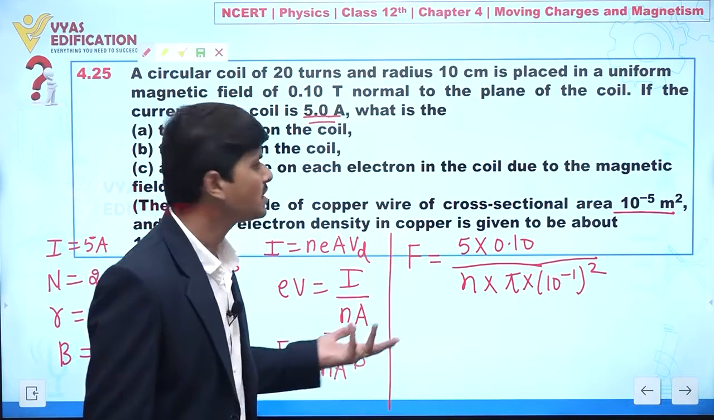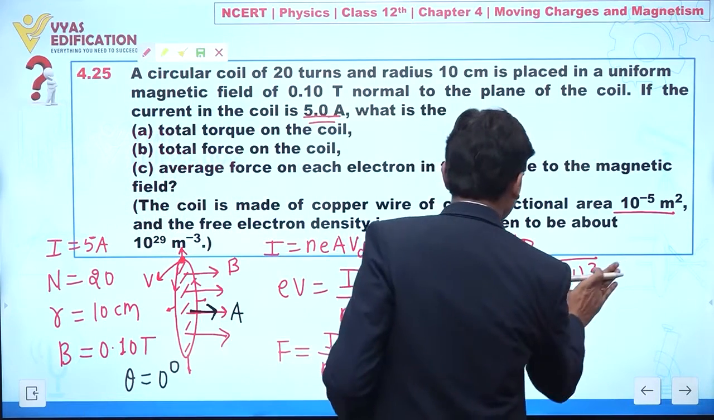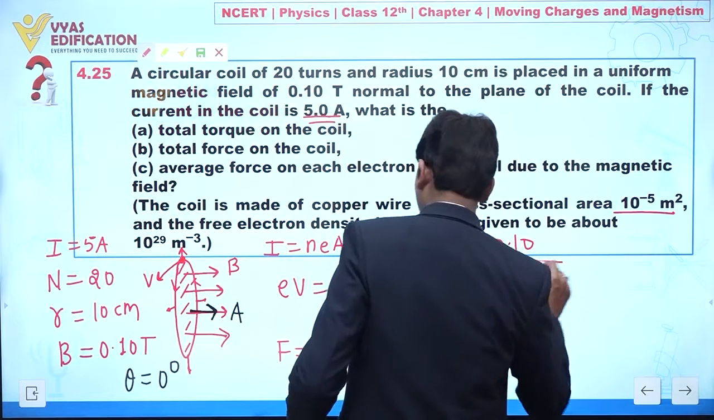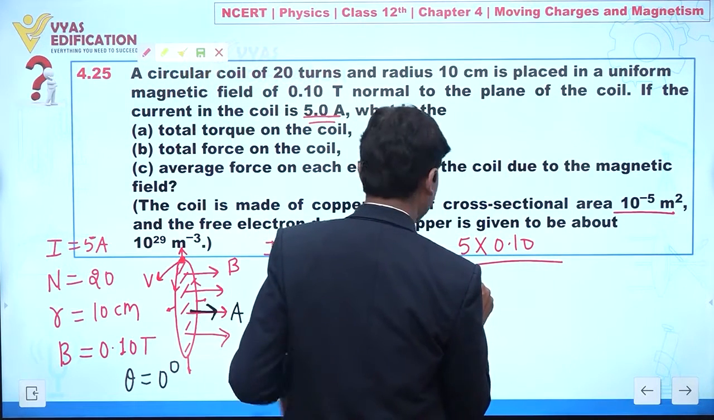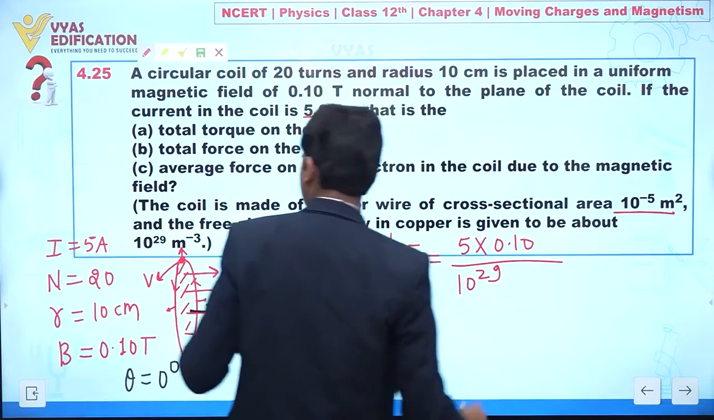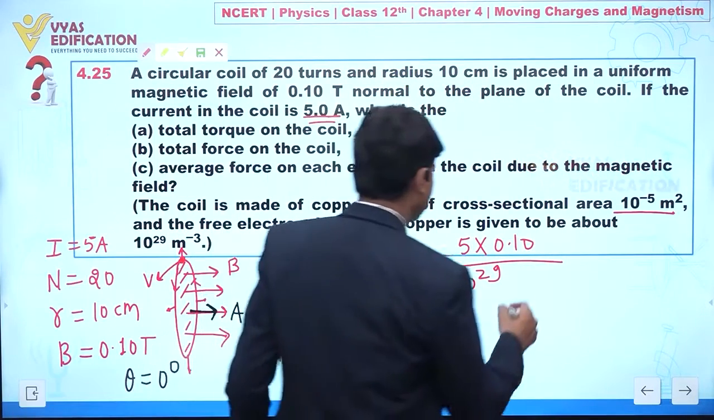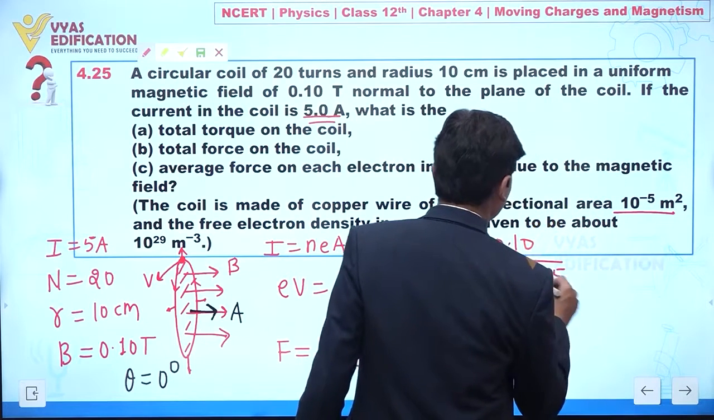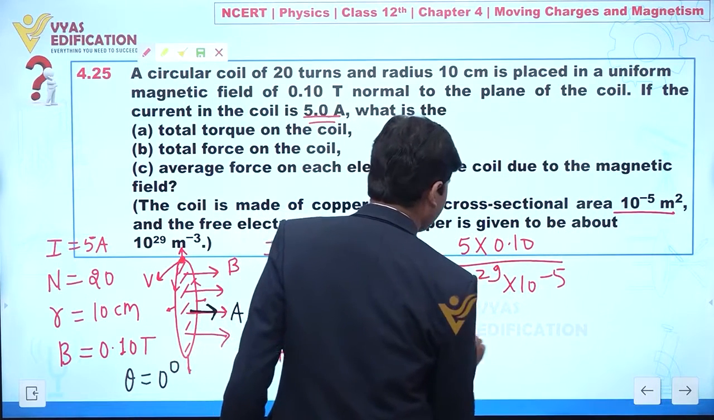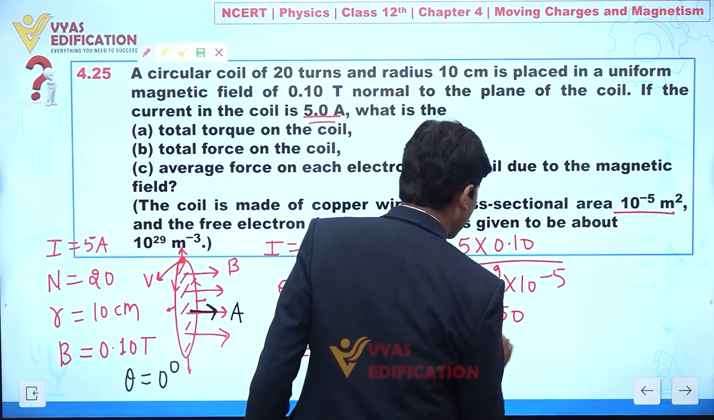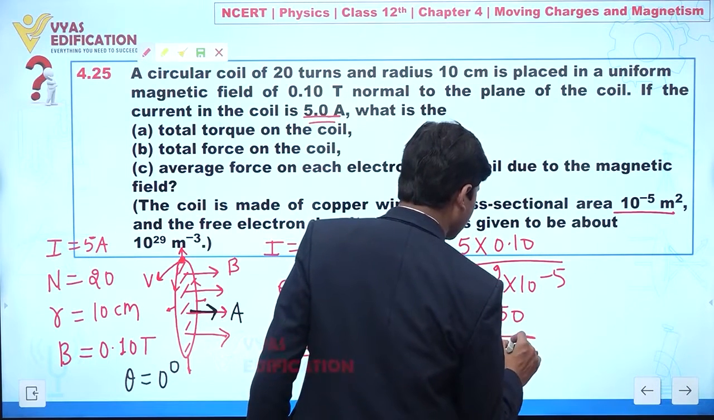So directly we can write: the value given to you is A, and N is also given as 10 to the power 29. This is per meter cube, meaning the number of electrons per meter cube, and the area is also given as 10 to the power minus 5. Clear? So from here this value is 0.50 multiplied by 10 to the power 24.